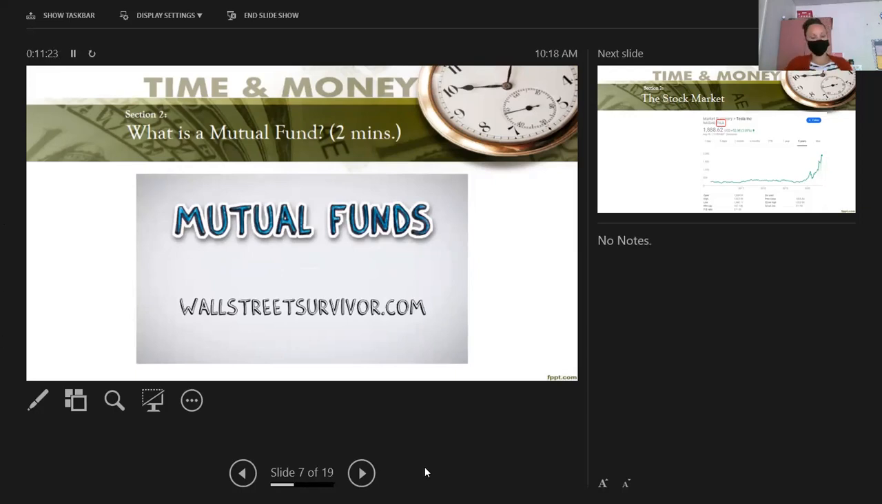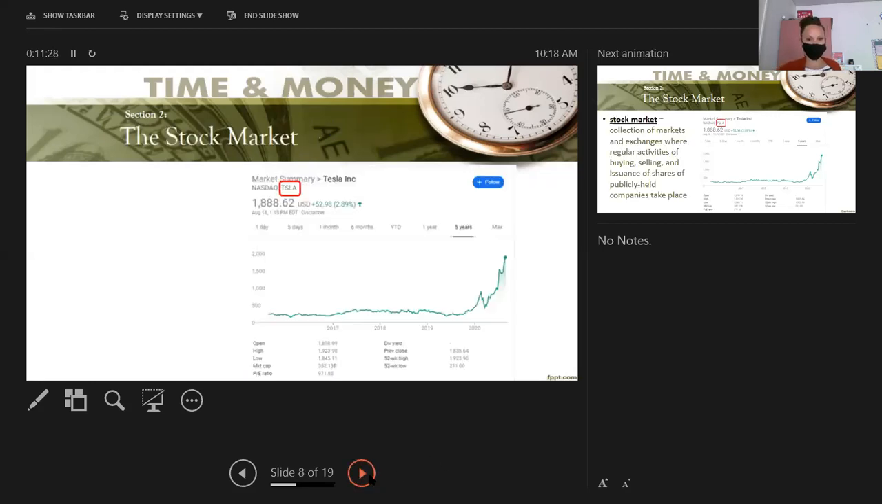Okay, so that's on mutual funds. Hopefully that gives you a little better visual of how those definitions come into play.